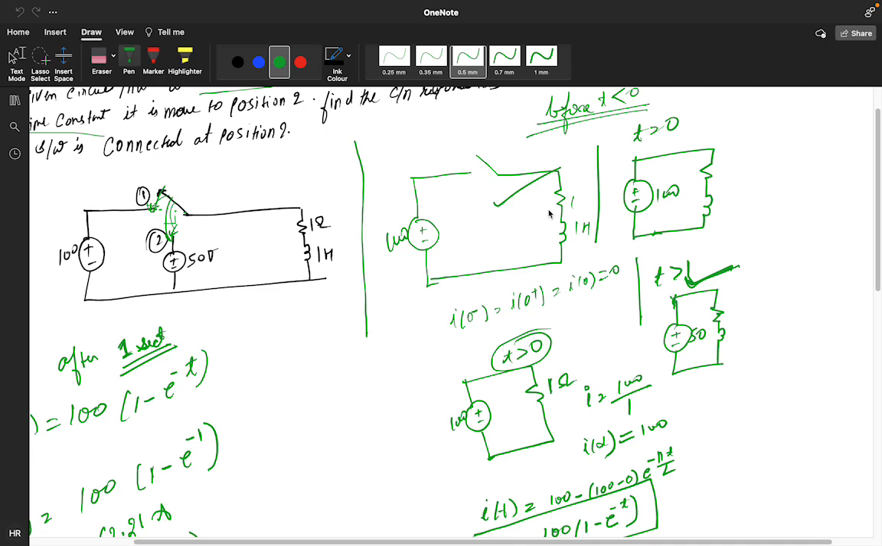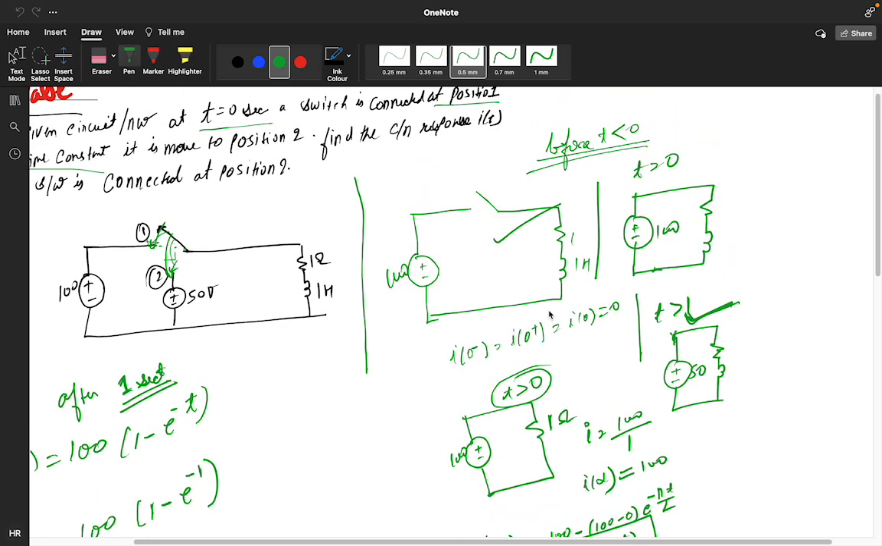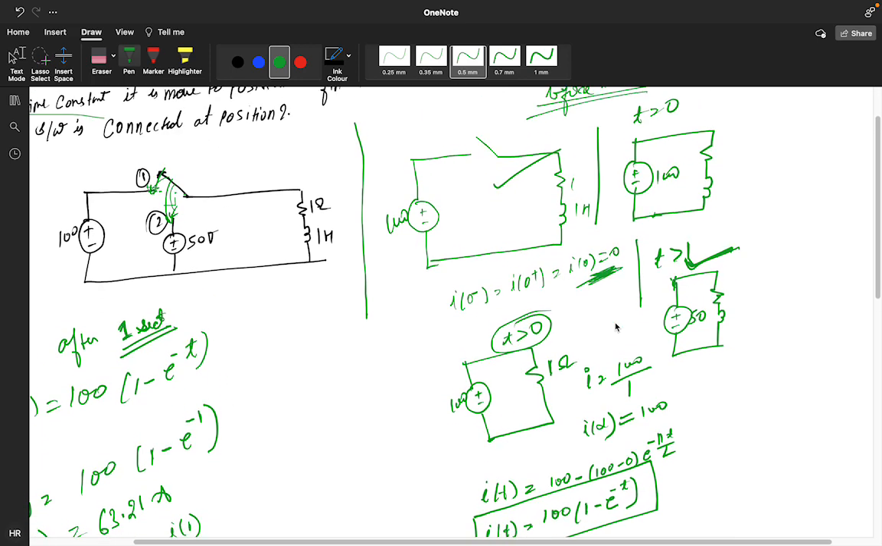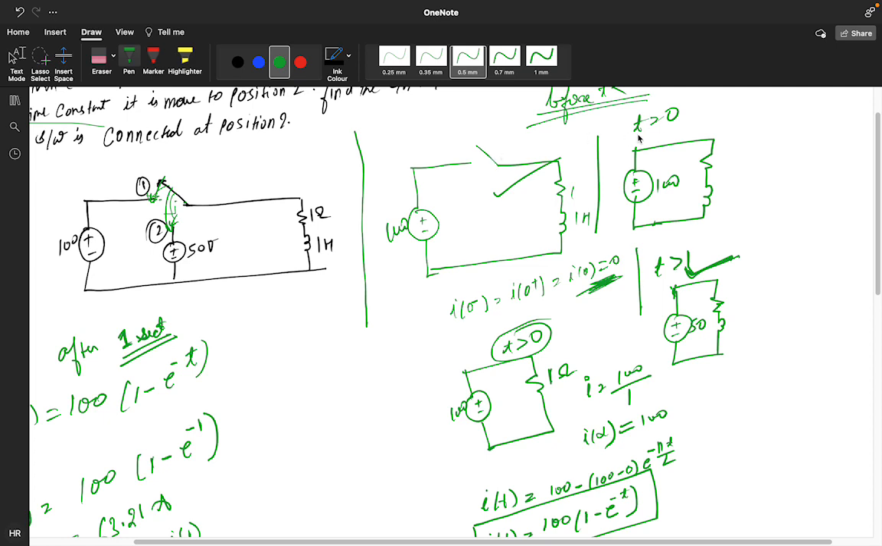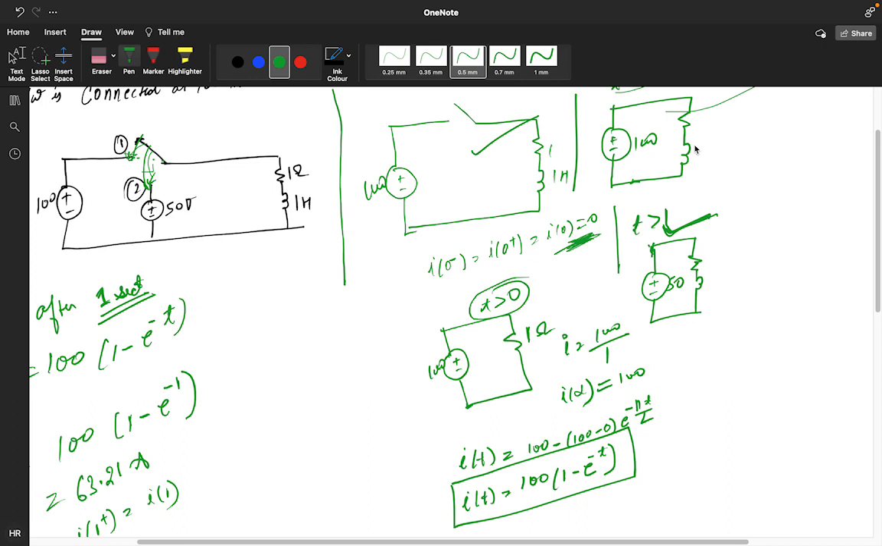So first I will find the value of I of t. How can I get the I of t value? I of 0 minus was 0. In this circuit, at t equals 0, I assume the circuit is like this. At infinite time, the inductor acts as a short, so the current will be 100 by 1. So I of infinite, the current I am getting, is 100.